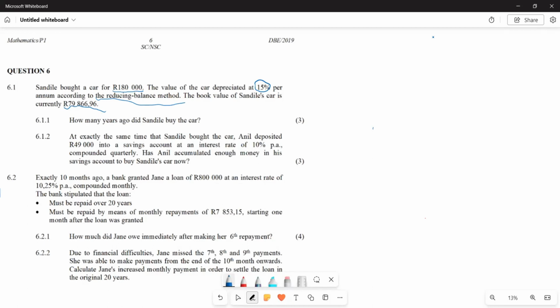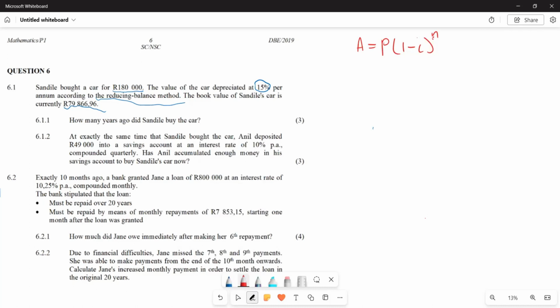Let's start here. What is important is to understand firstly, what is the reducing balance method? Now, if they are talking about the reducing balance method, basically it is going to be the formula which caters for depreciation, which is A equals P into 1 subtract i, to the power of n, right? So this is going to be the reducing balance method. And now let's see what it is that we are given.